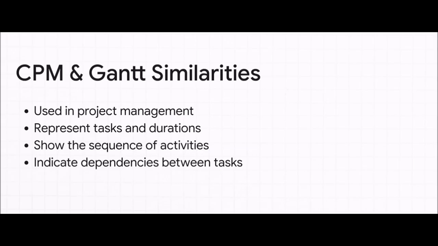An A-grade script strategically groups these concepts together to hit those similarity marks first. You'd state that both CPM and Gantt charts are fundamental project management tools used to represent tasks and their durations. They both show the sequence of activities, and crucially, they both indicate the dependencies between tasks to help organize workflow effectively. Get those down and boom, you've secured your similarity points.